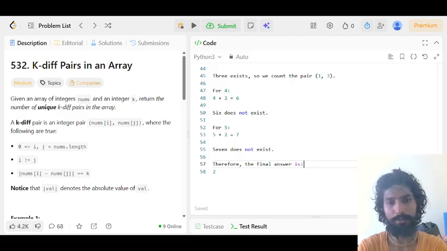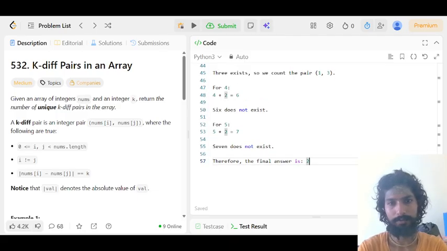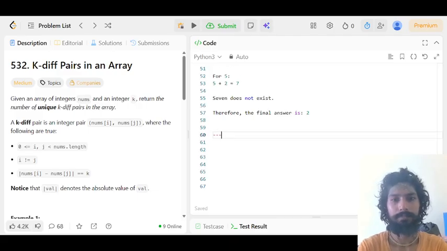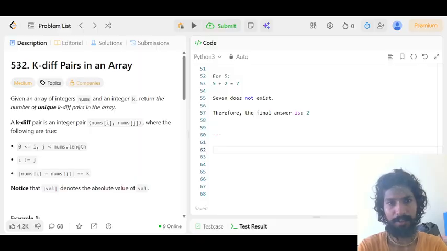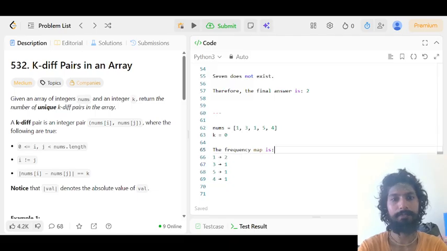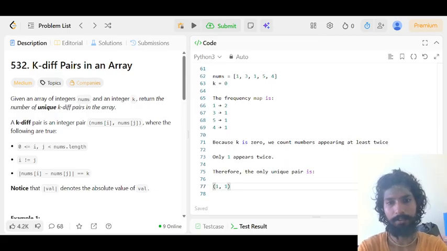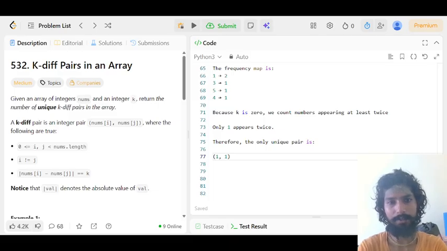Now dry run for k equal to 0. So this time our nums remain 1, 3, 1, 5, 4 and k equals 0. The frequency map becomes this. And because k is 0, we count numbers appearing at least twice. Only 1 appears twice. Therefore, the unique pair is 1, 1. And the answer is 1.